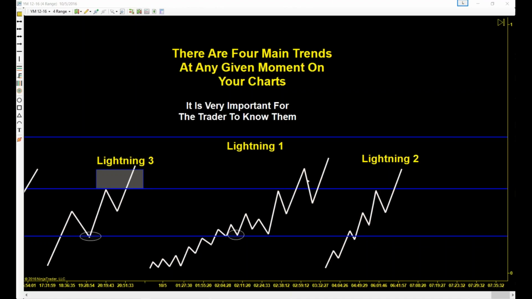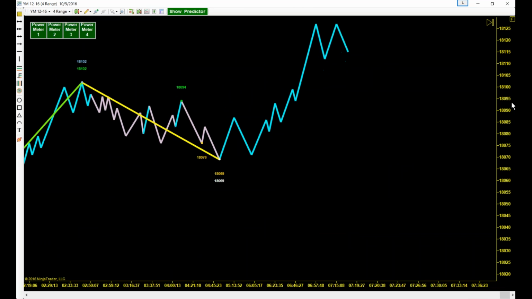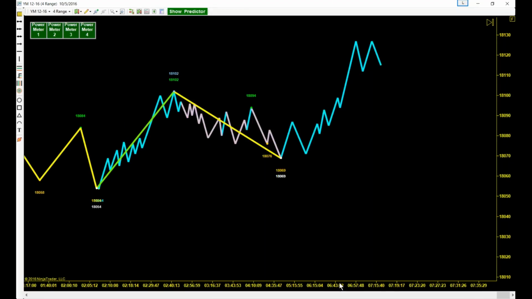Okay, here's a really good example right here. Right now, on this chart, where's our identified swing? Is it there? The answer is what? No. It's actually right down here.